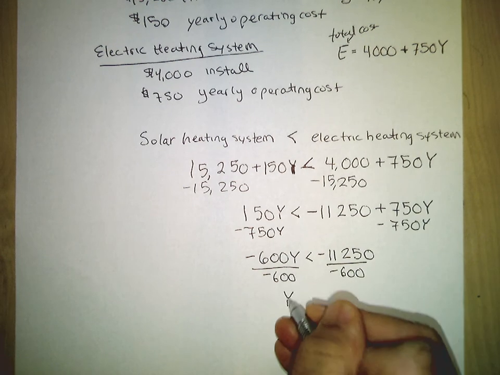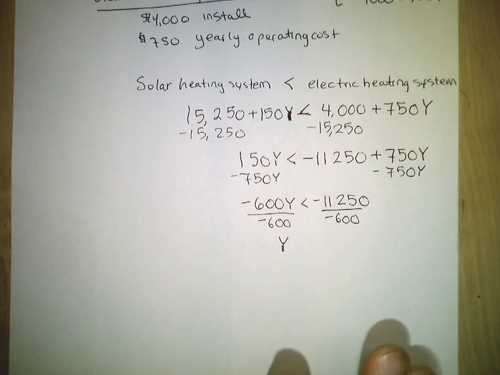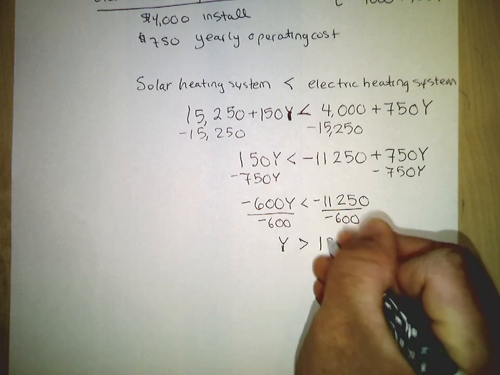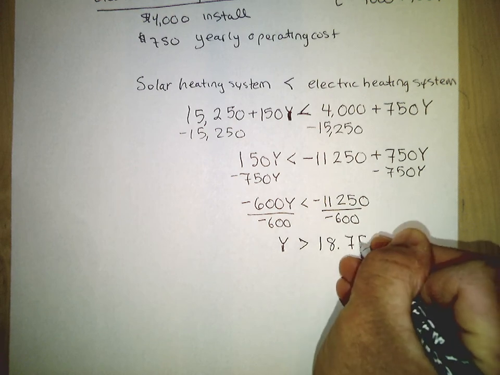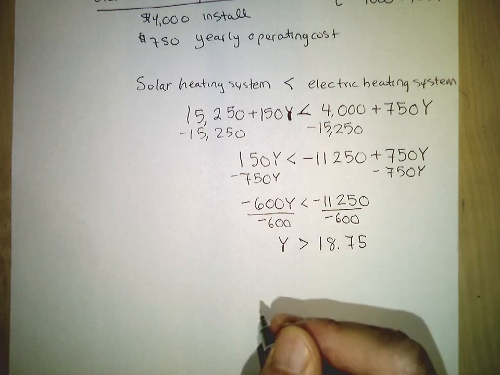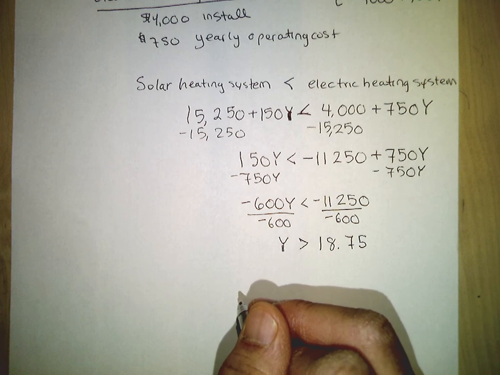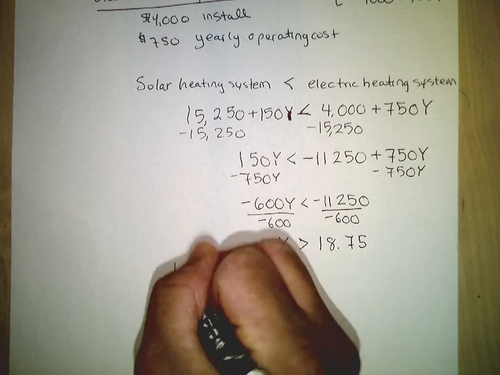So then I'm dividing by a negative, so I need to switch the sign. So if I do that, I get that y is greater than 18.7. So if I round to the nearest year here, I am going to say that it will be 19 years.